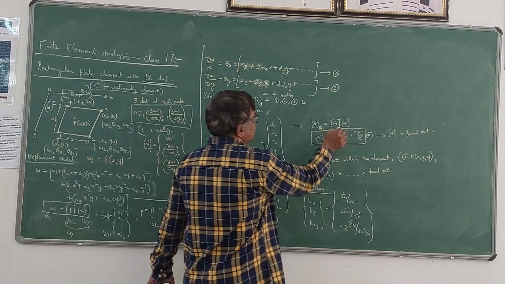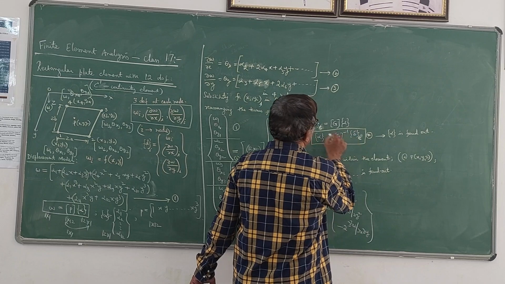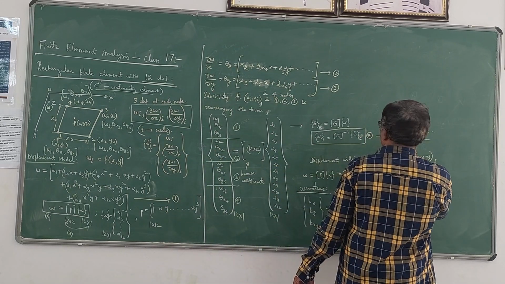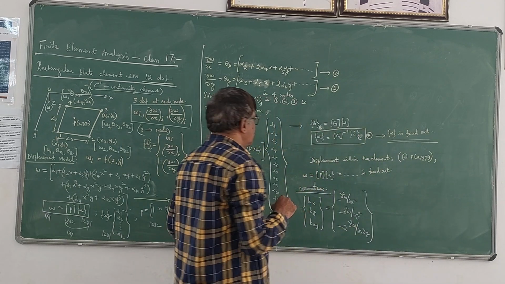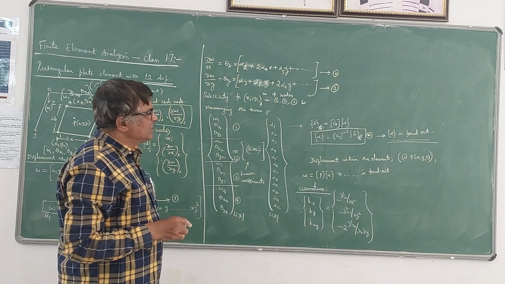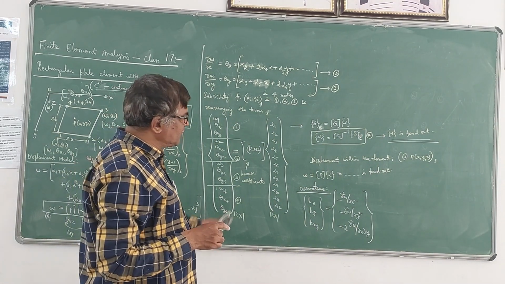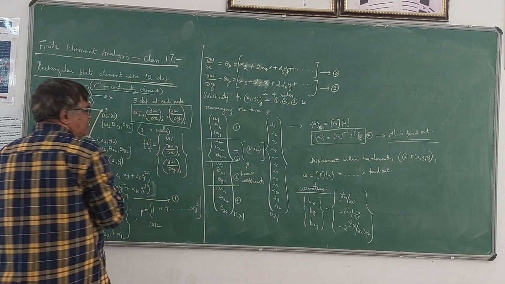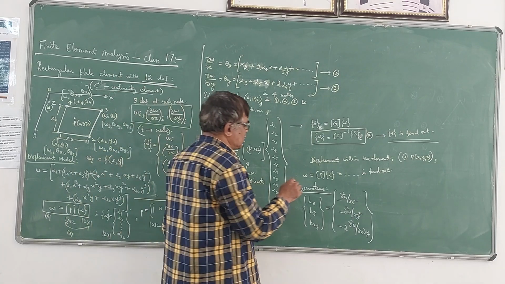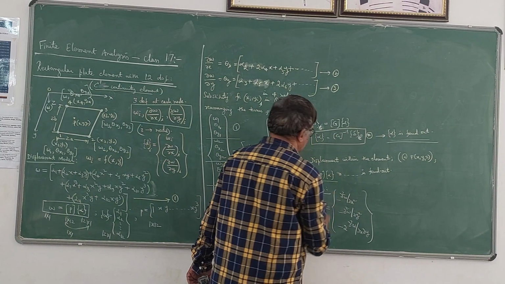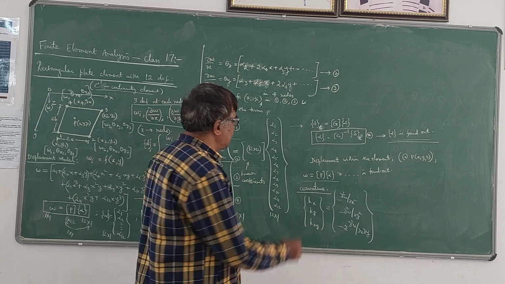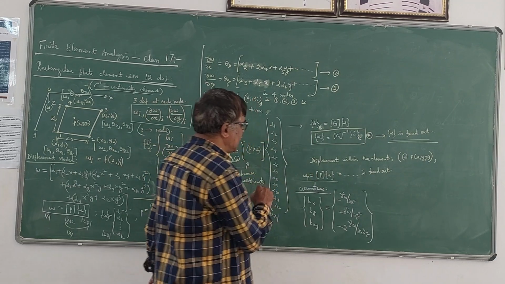Alpha is unknown, so alpha is G inverse into delta E. Alpha is found out using this equation. Then the displacement within the element, at any point P with coordinates x, y, can be found out using this expression: W is equal to P into alpha. So W is the displacement at any point P within the element.